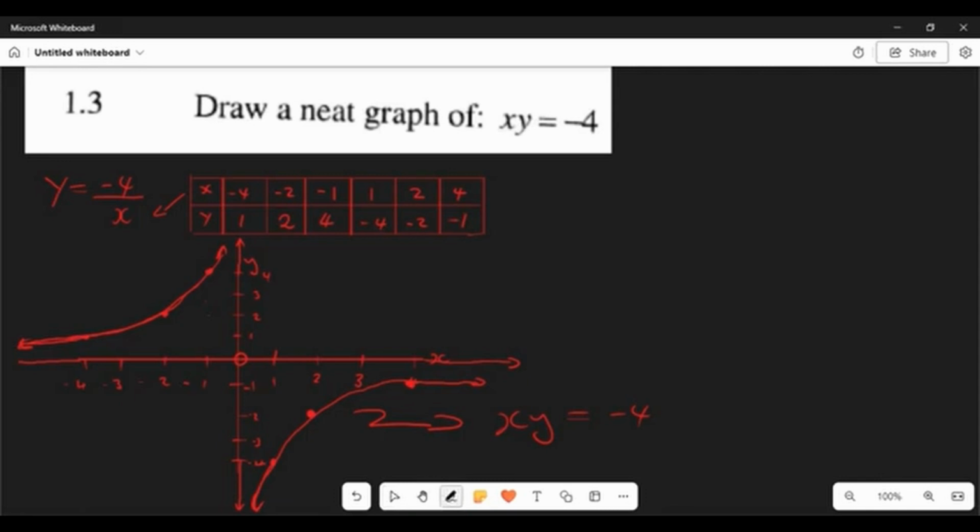So when it's negative like that, remember this is actually k. When k is negative, it means it's going to happen on the 2nd quadrant and the 4th quadrant.